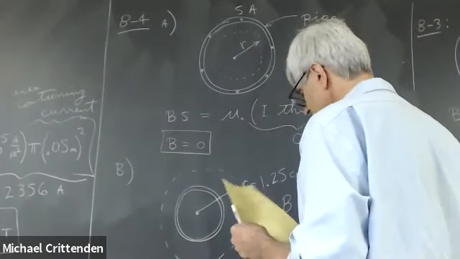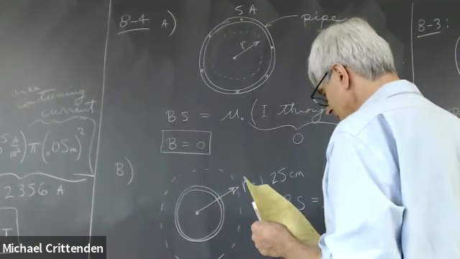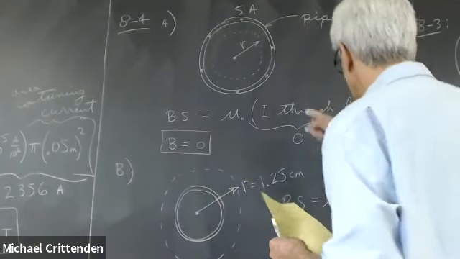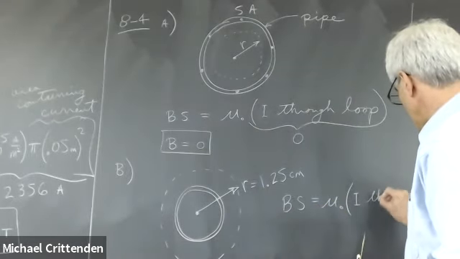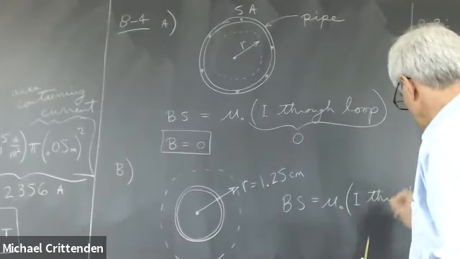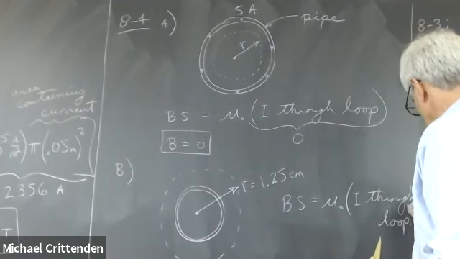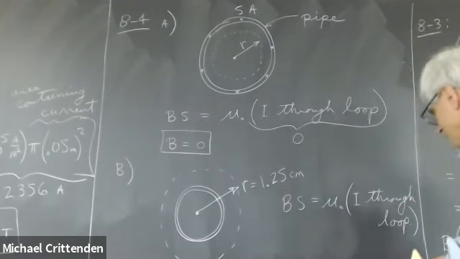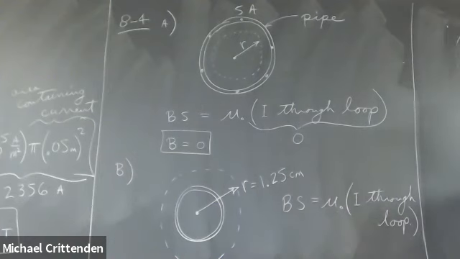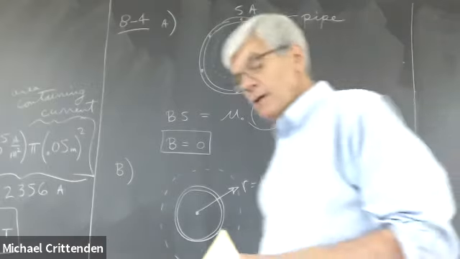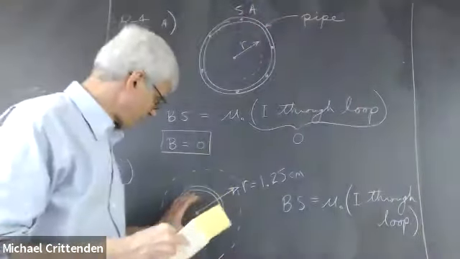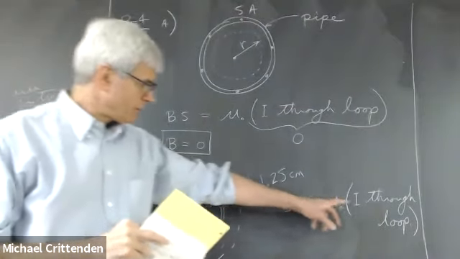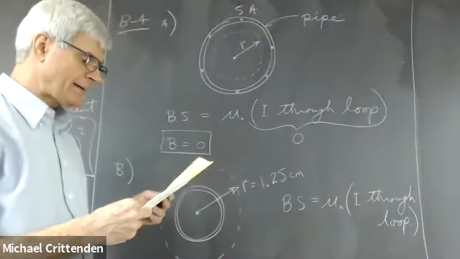B times S is equal to mu naught times, like I said before, current through the loop. In part A, none of the current went through the loop. In part B, all of the current passes through the interior of the loop. So I'm going to stick in 5 amps for that.